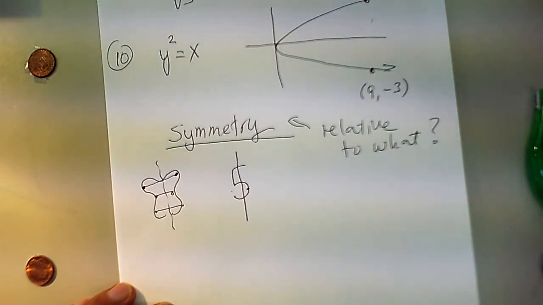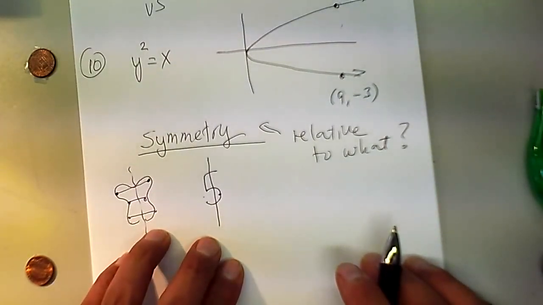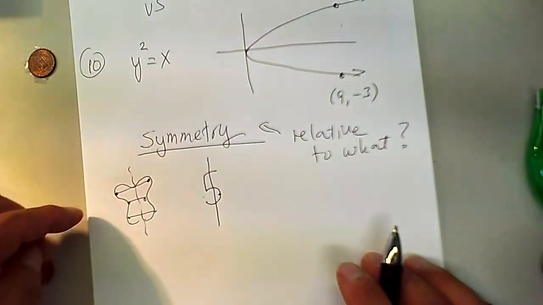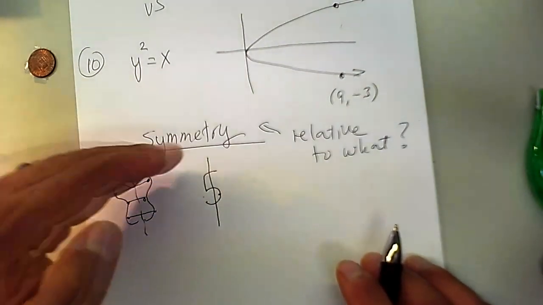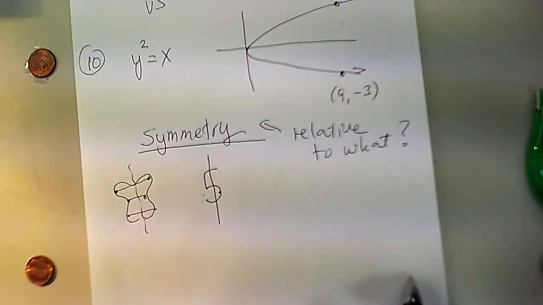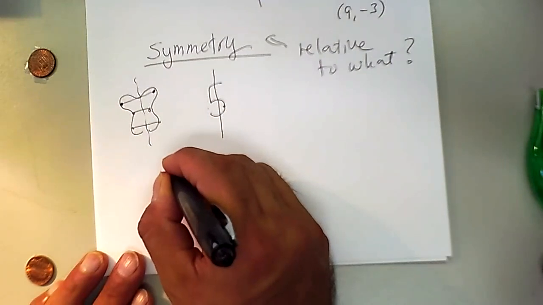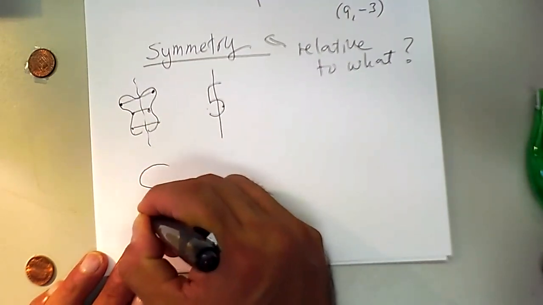All right. So that is symmetry across a vertical line, but there could be a symmetry across a horizontal line. There could be a symmetry across a diagonal line. And you may be thinking, well, that's kind of the same thing. Yes, in addition to that, we have symmetry across a point.